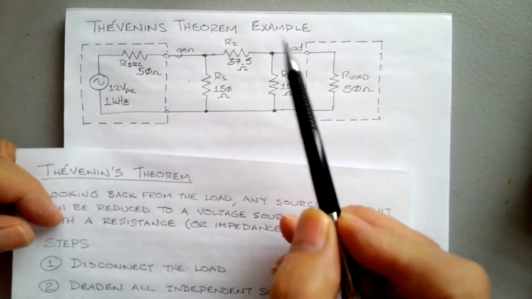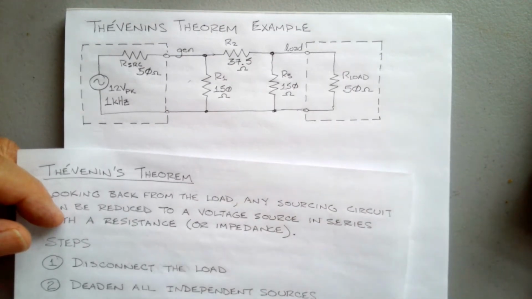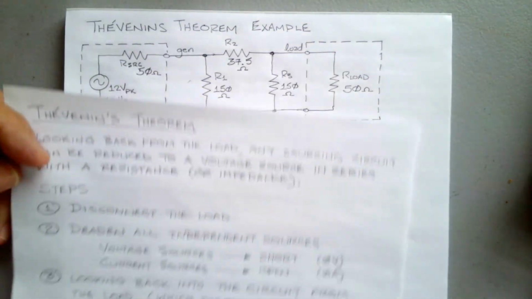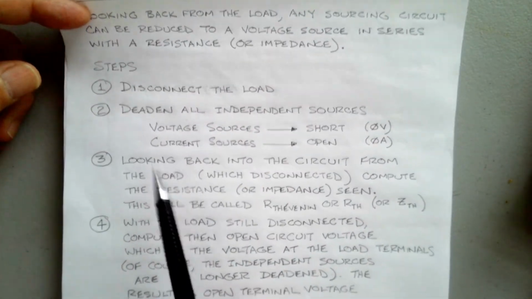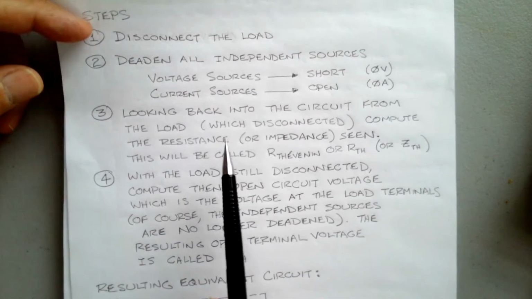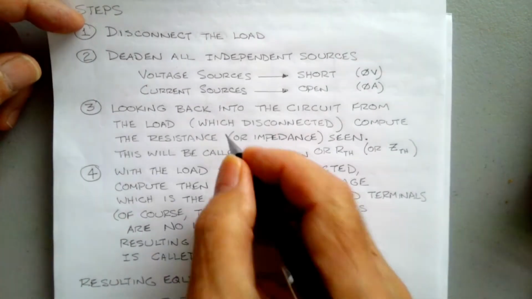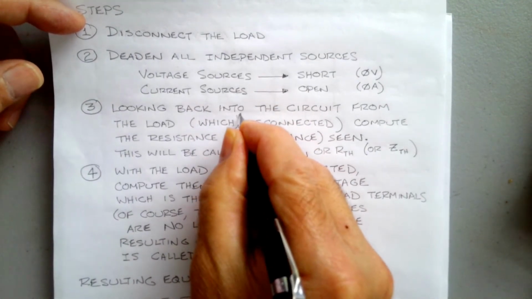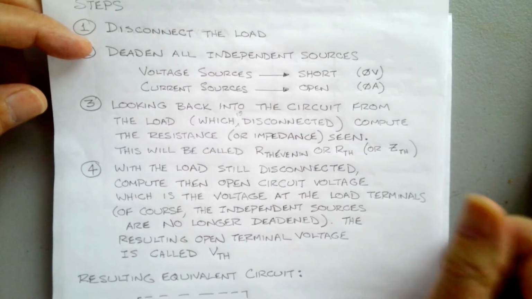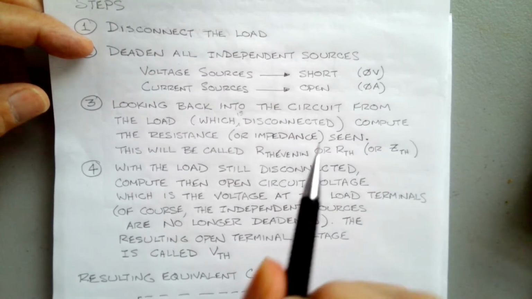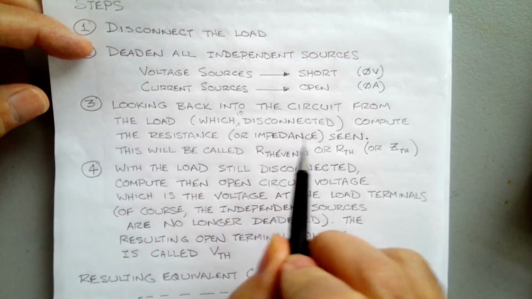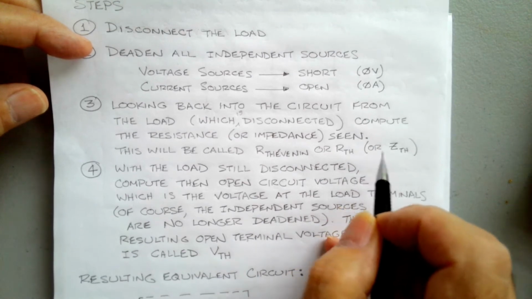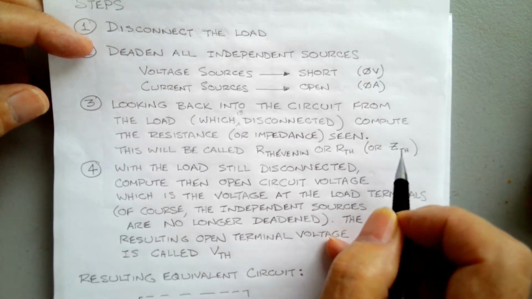Disconnecting the load, we'll just take the load resistor off, and we'll look back into the circuit to see what we see. Looking back into the circuit from the load, which is disconnected, compute the resistance or impedance seen. This will be called R Thevenin or RTH, and if it were impedance, we'd call it ZTH.